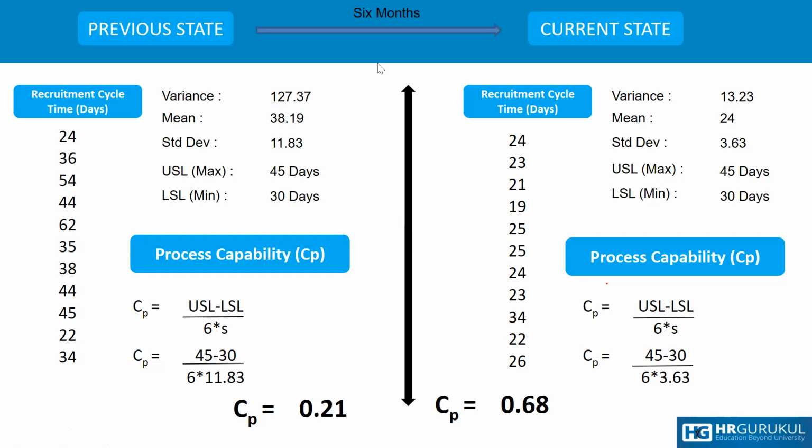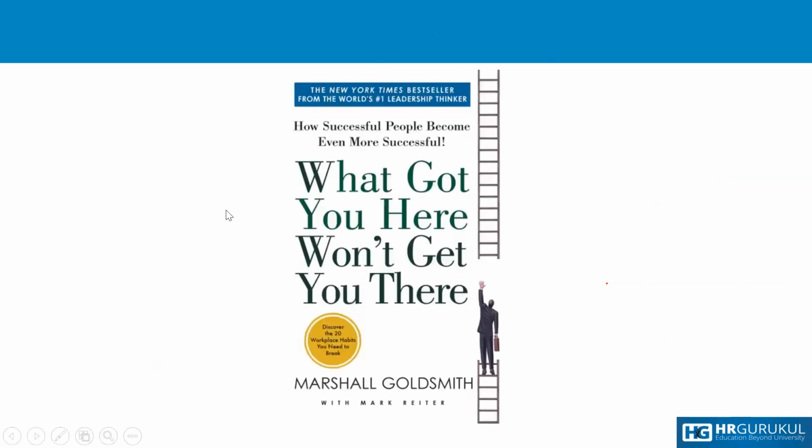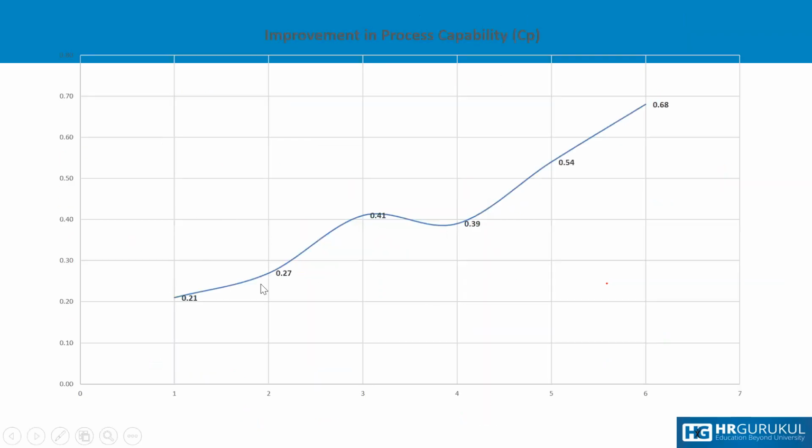Now you can see how these tools can be applied to non-technical functions of HR also, like recruitment, or even if you want to increase training effectiveness, or improve the performance management process. What is the effectiveness of the goal-setting exercise that you have in your organization? And then you can see how the process capability has improved over a period of 6 months.